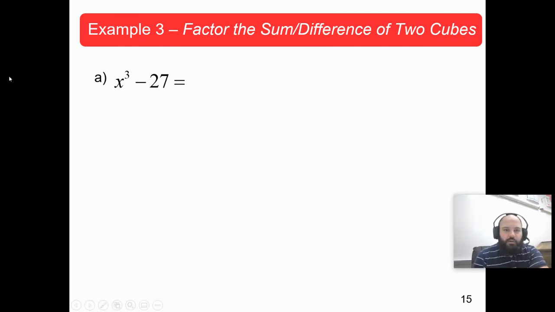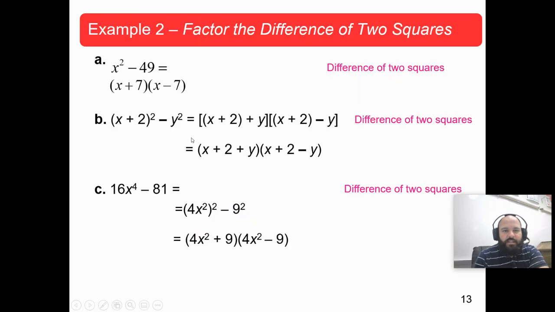So x cubed is clearly cubed, but 27 is not written as a cube. So we need to rewrite that as 3 cubed. So now we have one thing cubed minus another thing cubed. So we can fit this right into our formula.